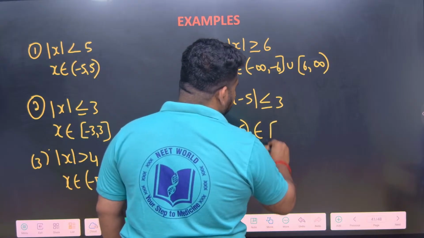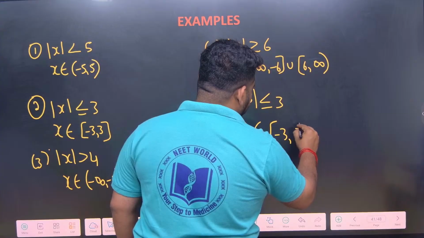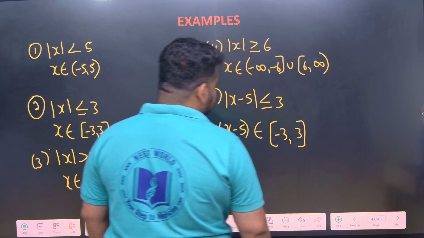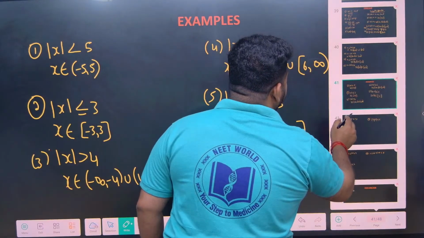I can write it as closed interval minus 3 comma 3. Yes or no? x minus 5 belongs to minus 3 comma 3. This is what we have.